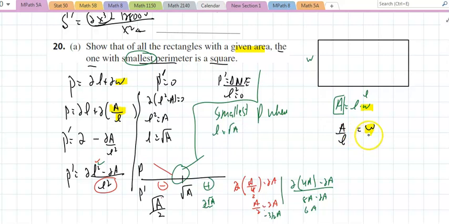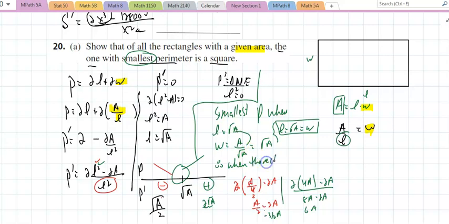And how do I find the width? Right there. The width would be A over radical A, and that is radical A. And look at that. Isn't that saying L equals radical A, which equals the width? And if the length equals the width, isn't that automatically a square? So therefore, the smallest perimeter occurs when the rectangle is a square.